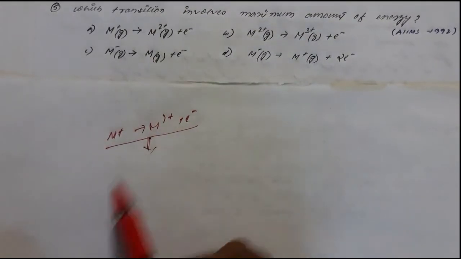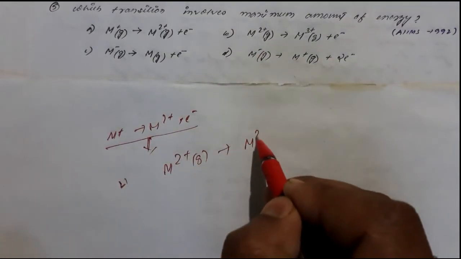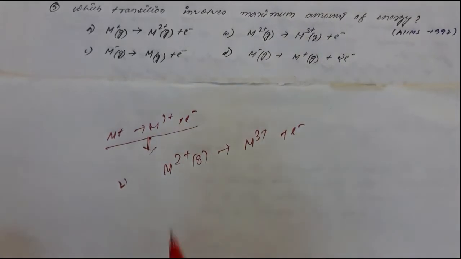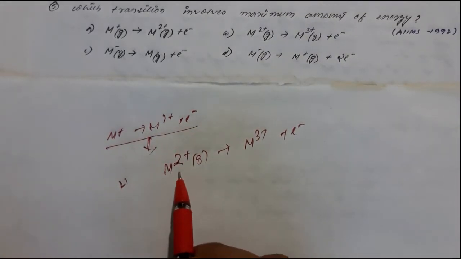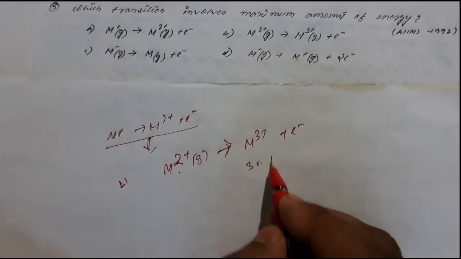It requires energy. But look at option B, it says M2 positive, and then we are trying to make it 3 positive. Look, already it is 2 positive. We have already eliminated 2 electrons there, and we are again trying to remove another electron. This is the third ionization energy.